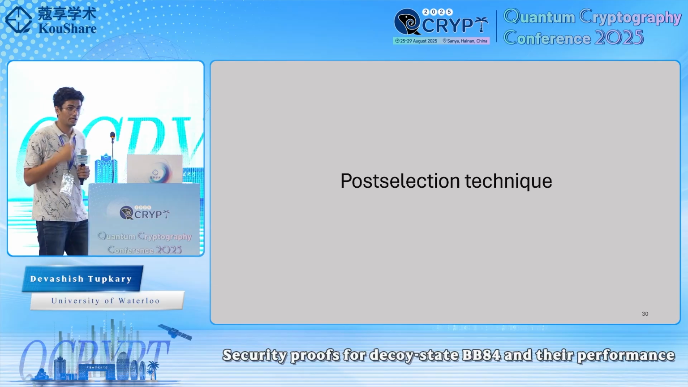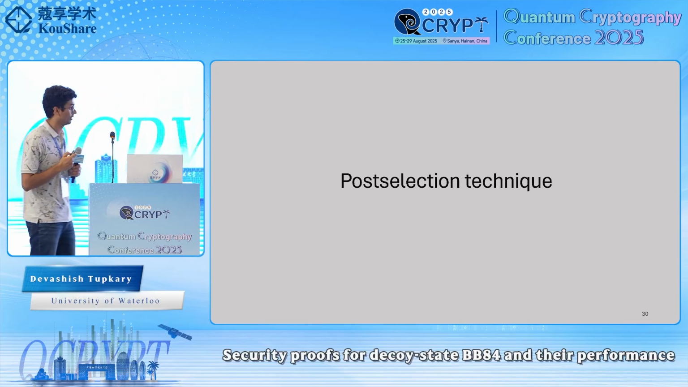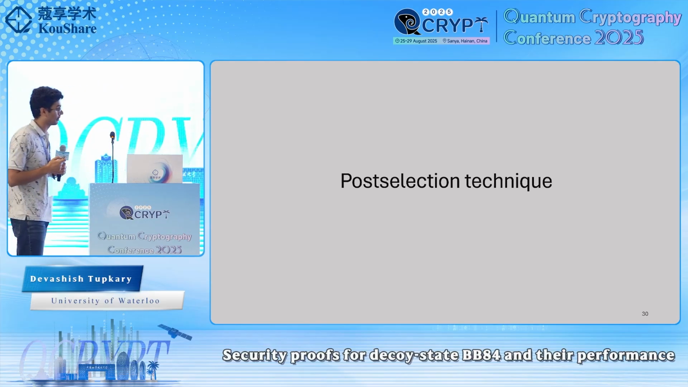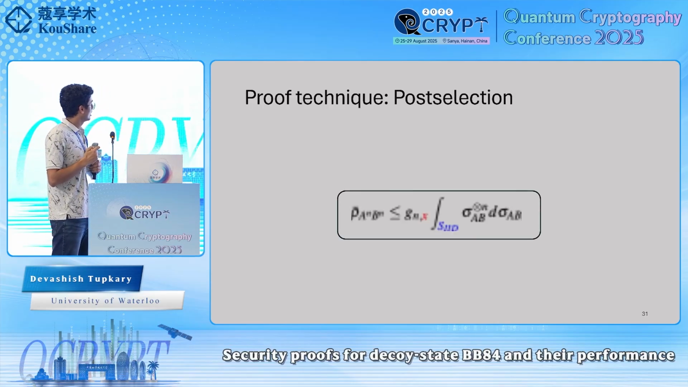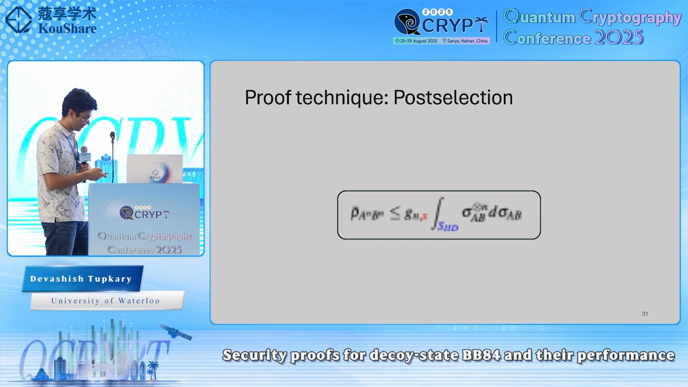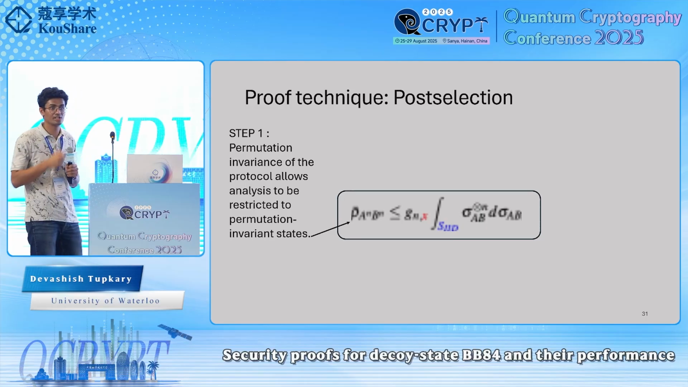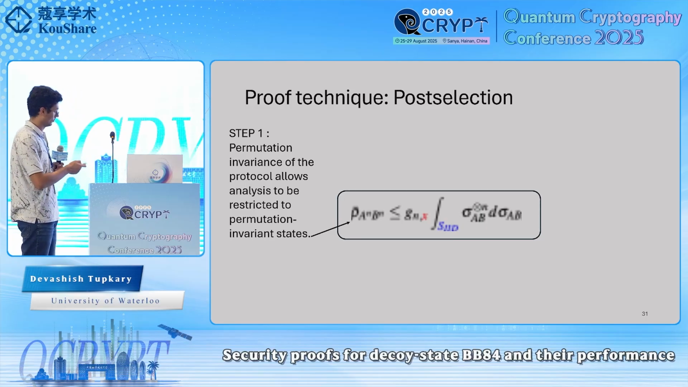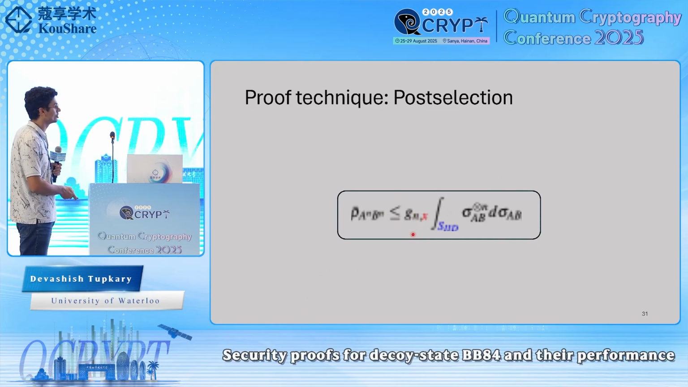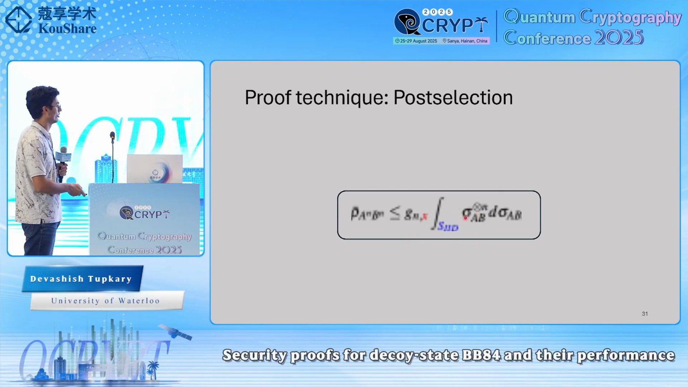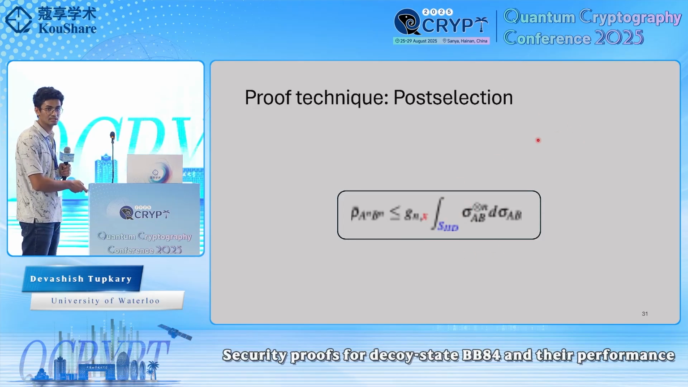Okay, so now we start talking about some more interesting things, hopefully. The first technique I want to talk about is the post-selection technique. Okay, so the starting equation here looks something like this. On the left-hand side, we have a permutation invariant state. We have a constant that depends on different dimensions in your protocol, and we have an integral over some mixture of tensor products of IID states.